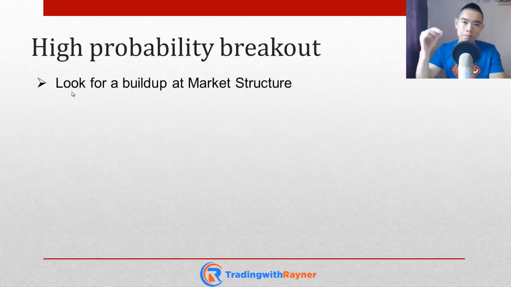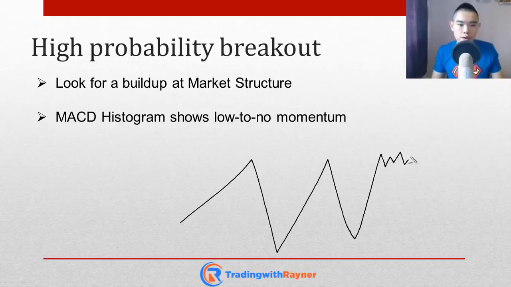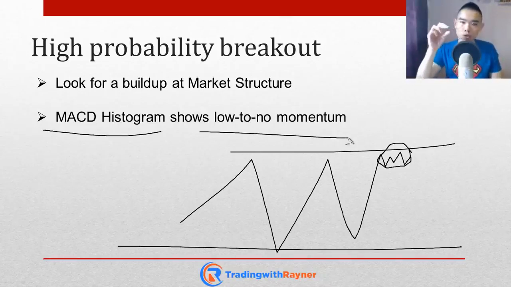Number one, you look for a build up in market structure. Again, market structure could be support, resistance, trend line, moving average, etc. Then you want your MACD histogram to show low to no momentum. From a price action perspective, if you want to trade a breakout, let's say a breakout of resistance, what you're looking for is this tight build up over here, a tight consolidation. But I do understand sometimes traders have difficulty defining whether a build up or consolidation is tight or not. So this is where your MACD histogram can help you. What you want to see is low to no momentum. So your histogram should be very flat, almost close to a straight line.